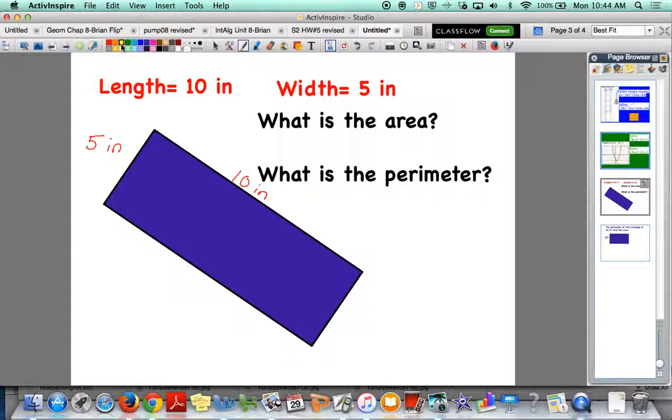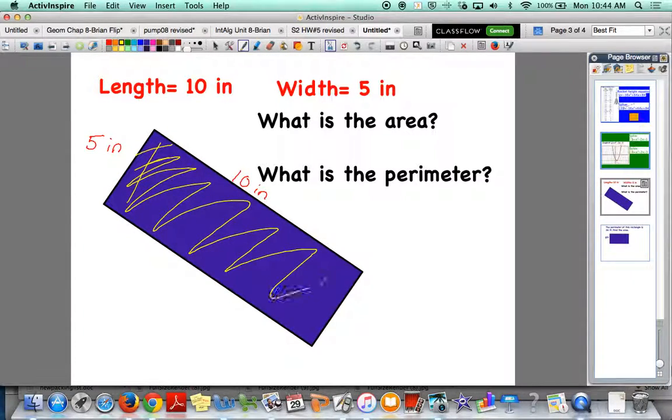If you recall from your previous work in geometry, the area on the inside, so the space that that rectangle takes up, is found by multiplying length times width. Sometimes we refer to it as base and height, or length times width. So 10 times 5 is equal to 50. And the correct unit on that would be called square inches, which can be abbreviated inches with a little exponent of 2 next to it. That means 50 squares, each 1 inch by 1 inch, would fill up this space here. Okay, so that would be the area.